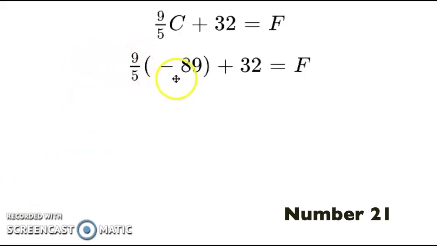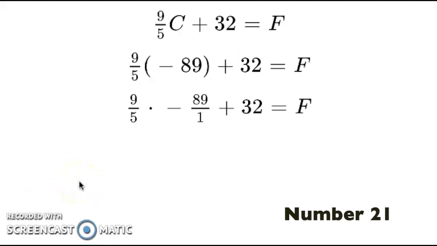Now you have to multiply that by 9 over 5. So let's rewrite negative 89 as negative 89 over 1 so we can multiply the fractions. Remember, integers can be written as a fraction over 1. So now we multiply across: 9 times negative 89, 5 times 1. That will give us negative 801 over 5 plus 32.